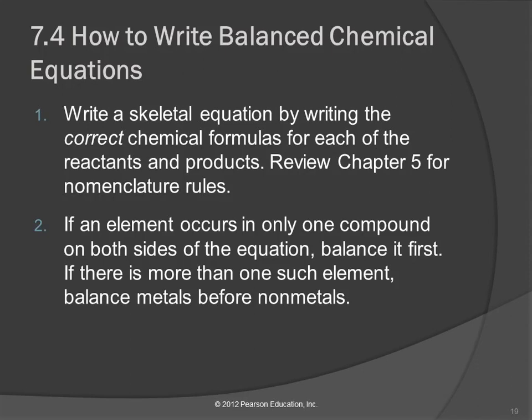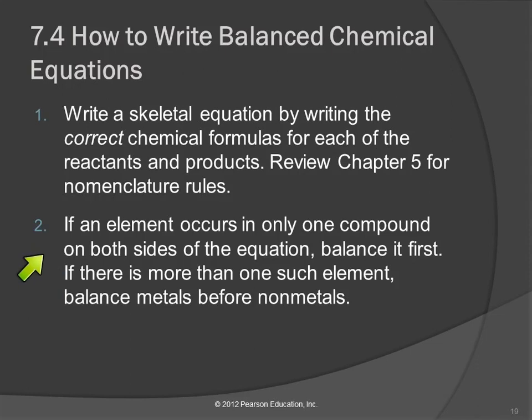So, your book says the first thing to do is write a skeletal equation by writing the correct chemical formulas for each of the reactants and products. You have to start out with the correct formulas. Okay? If the formulas aren't right, everything else is going to be wrong. You can review chapter 5 if you need some help with nomenclature.